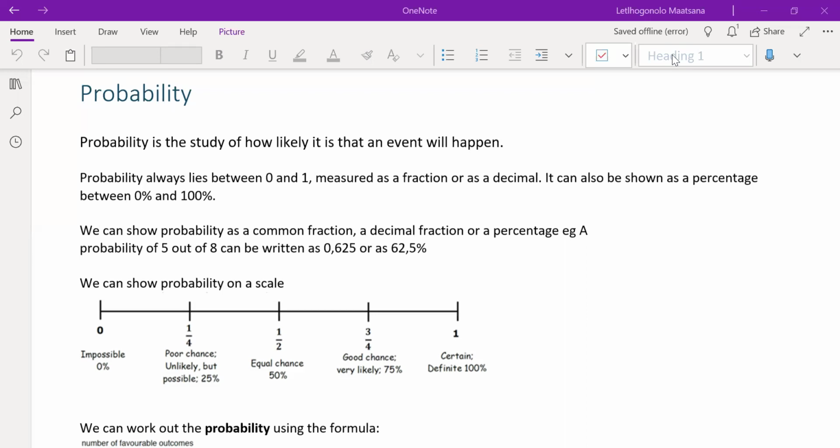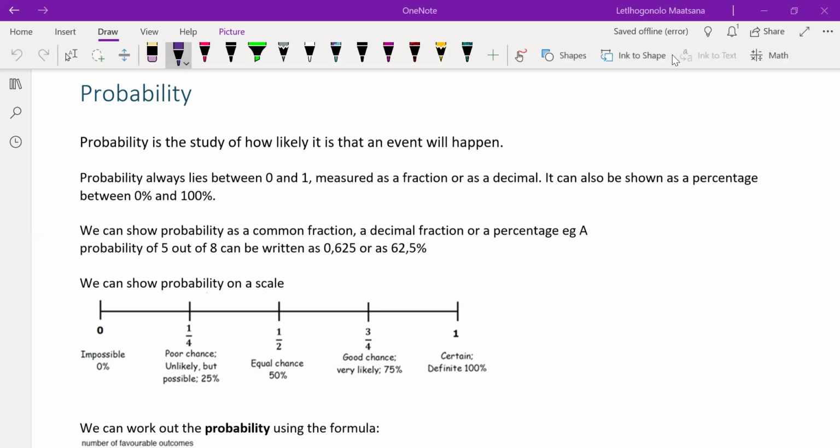For example, we can show the probability as a common fraction. In this case, we will have 5 out of 8, or 5 divided by 8, which can be shown as a decimal as 0.625 and as a percentage as 62.5. So this shows the probability scale.